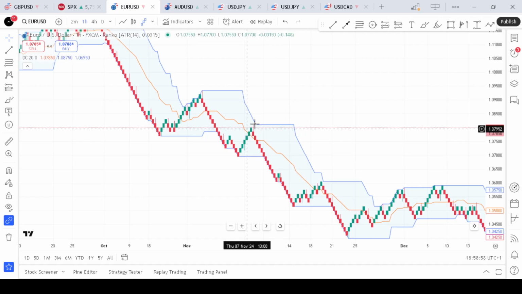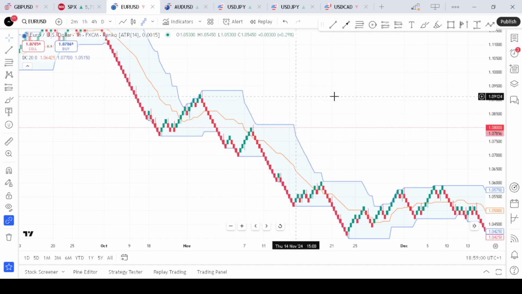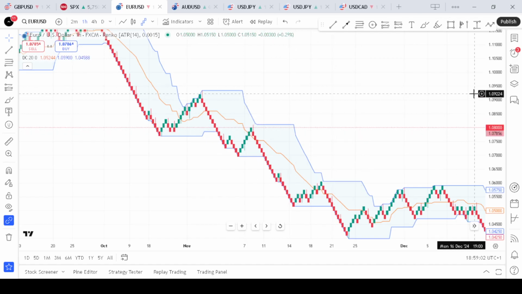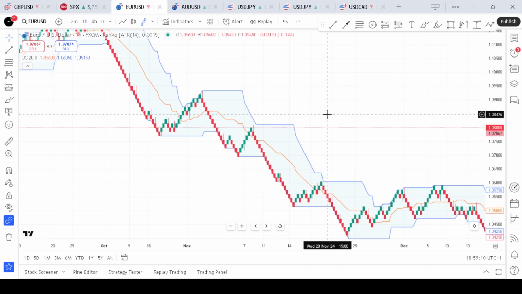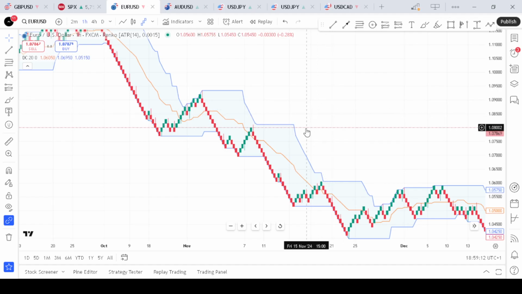So let's see how we can form a strategy, or how we can trade using the Renko Donchian Channel trading strategy. This strategy combines the clarity of the Renko chart with the trend following capabilities of the Donchian channel to identify high probability trades. Here is how you can implement this.